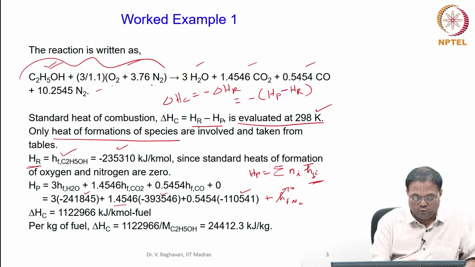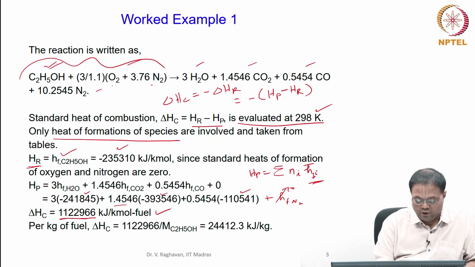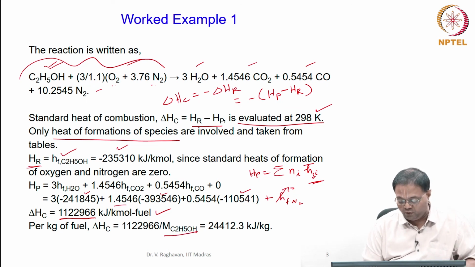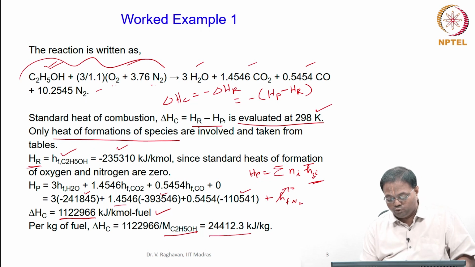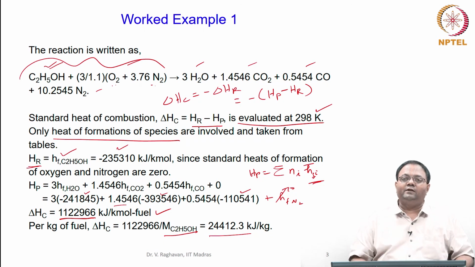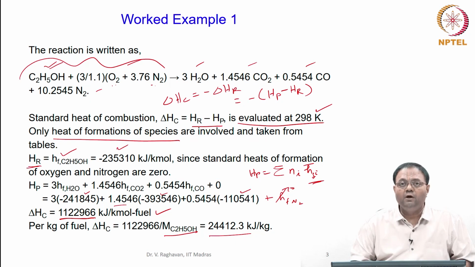So, when you do HR minus HP, you will get a positive delta Hc value because it is an exothermic reaction. So, 112,296 kilojoule per kilomole of fuel. But per kg of fuel, if you want, then divide by the molecular weight of fuel, and you will get 24,412.3 kilojoules per kg. So, this is the simple example where you try to find the calorific value or heat of combustion at standard state when there is a slightly rich mixture of ethanol and air reacting.